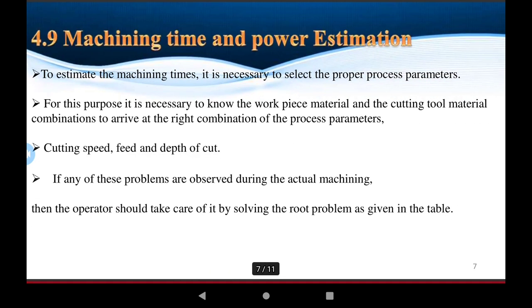And the machining time and power estimation: find out the value of the power estimation and the estimation of the machining time.